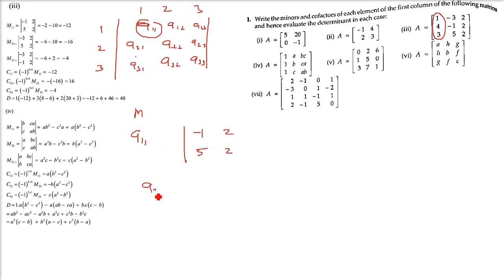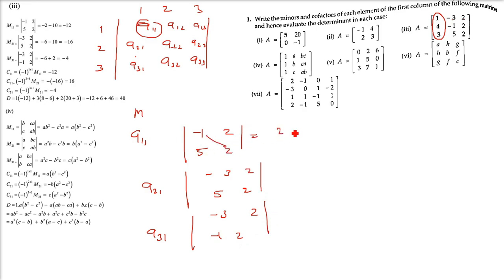Now, coming to A21. The minor will be leaving the intersection of A21's row and column, and the other values have to be written. That is -3, 2 and 5 and 2. Now, coming to A31. The row and column of 3 have to be forgotten, and only -3, 2, -1, 2 have to be written.